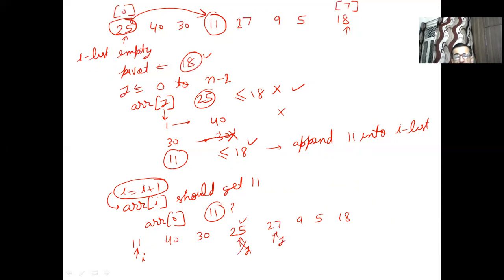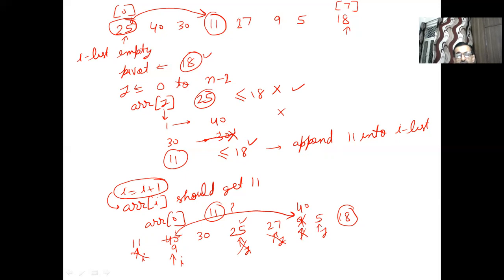This is already done. So after this, I will next have J incremented. J comes here. 27 is still greater than pivot, nothing to be done. Equality I am not taking for the time being, but later we will discuss. Comes to 9. 9 is less than 18. That means 9 is supposed to be appended into the I list. So this and this will be swapped. This means this will become 9 here by I coming to this place. This will become 40 here. And now J will be incremented.